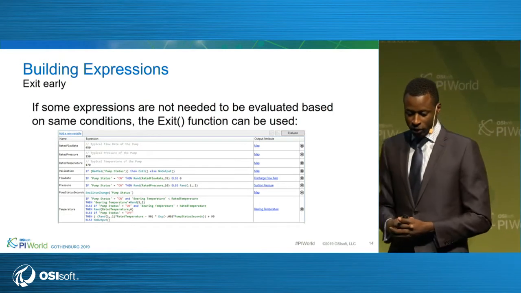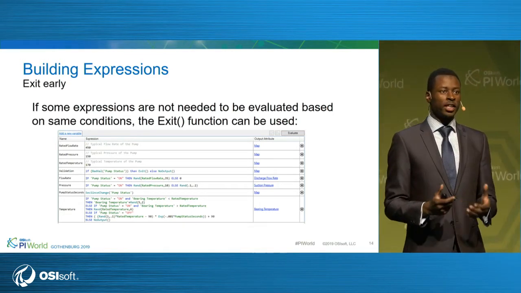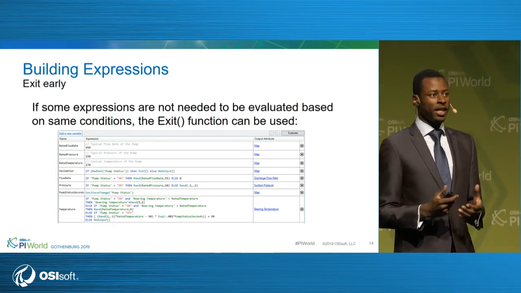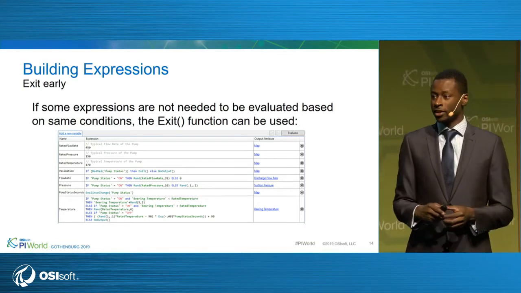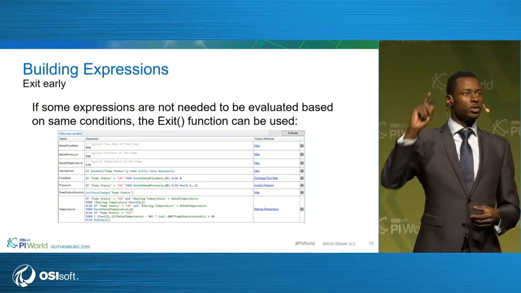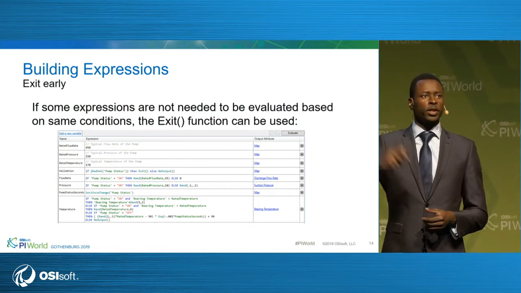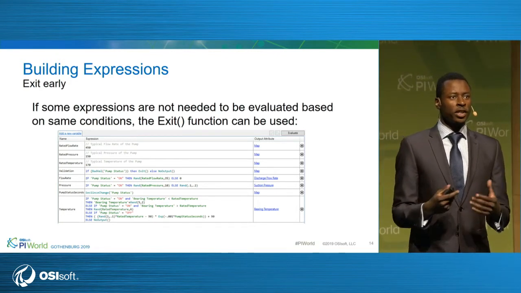All right, so moving on, we're still on expressions. This is another really clever one. This one is the exit function, and this was just released in the latest release of Asset Analytics. Who here is using the latest release? Is anyone using this? Okay, great. So this one is readily available to you.